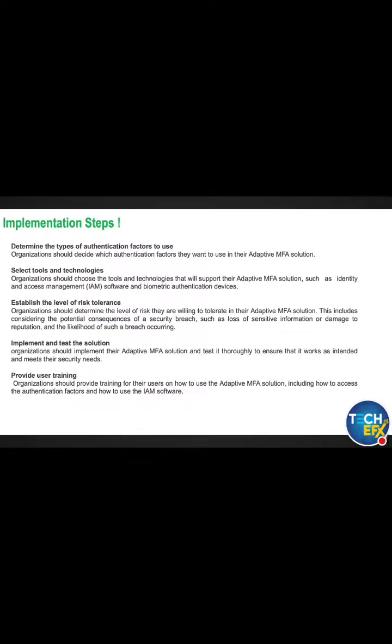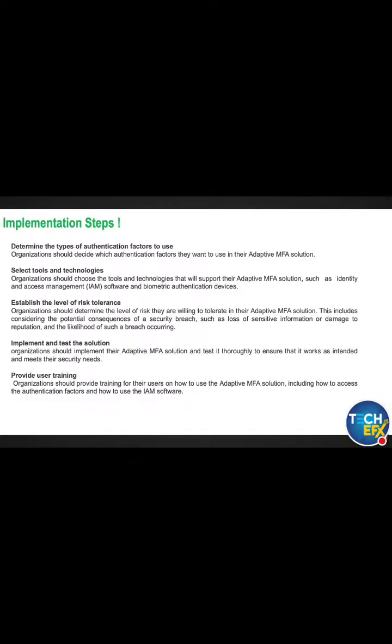Now, let's take a closer look at adaptive multi-factor authentication implementation steps. Implementing adaptive multi-factor authentication in any organization involves several steps, including determining the types of authentication factors to use, selecting the right tools and technologies to support the solution, and establishing the level of risk the organization is willing to tolerate. Some of the steps are: determine the types of authentication factors to use.